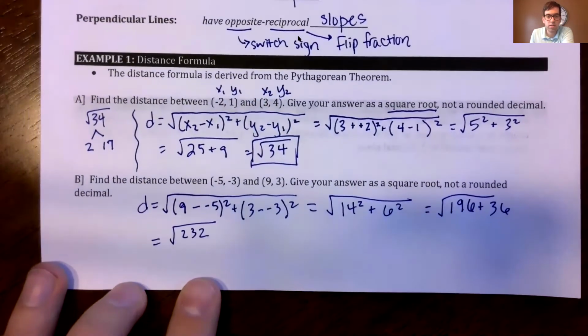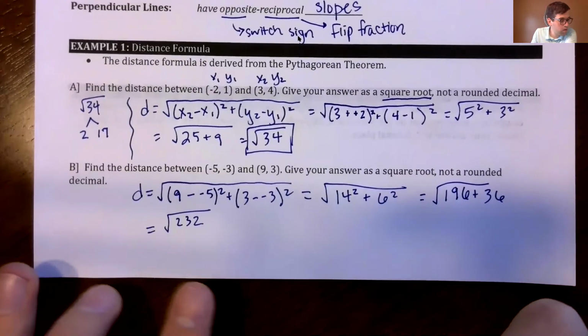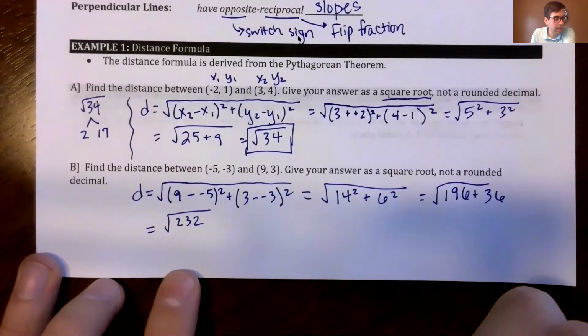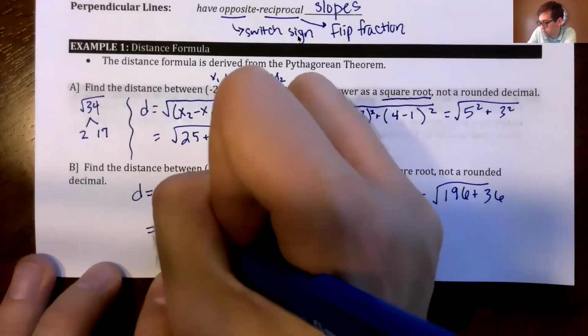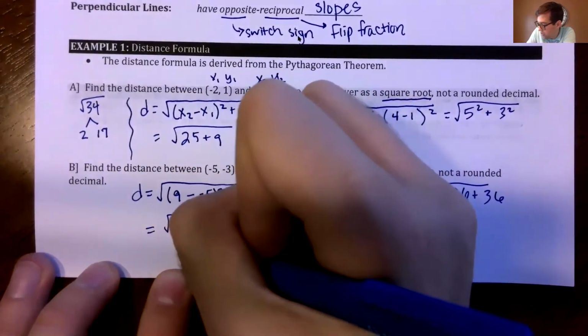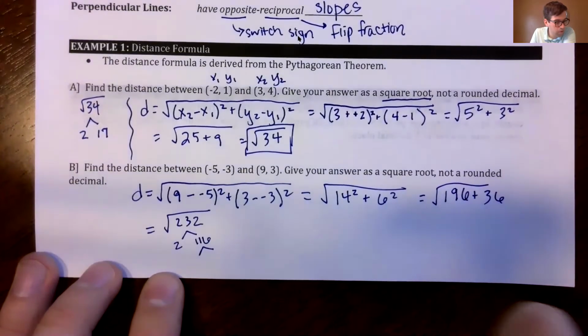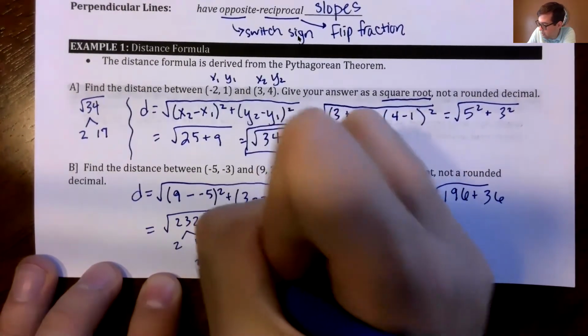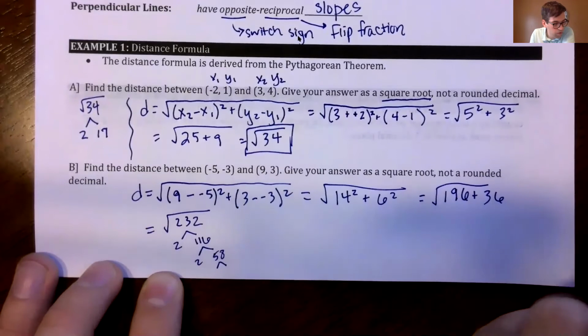All right, so 232, a little bigger than our 34 that we had before. We're going to go through again and try to break this down. So 232 is definitely even, so you can break it down into 2 and 116. 116 can go further to 2 and 58. And 58 can go further to 2 and 29.